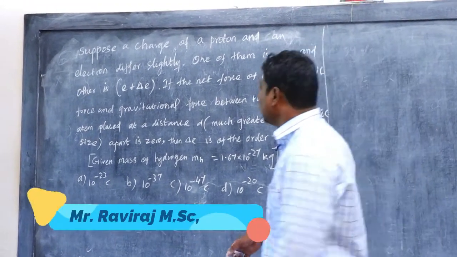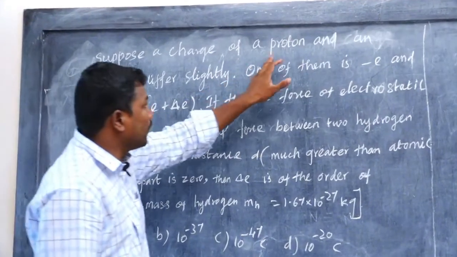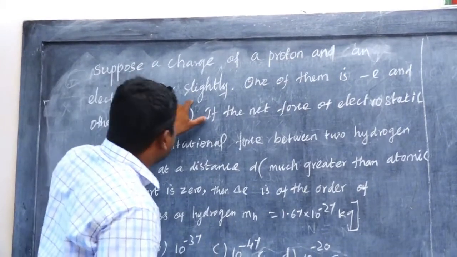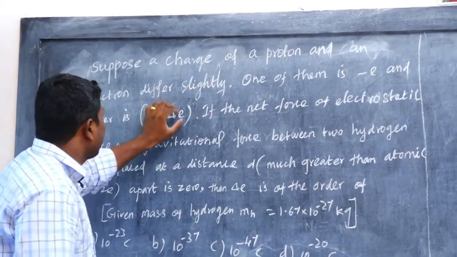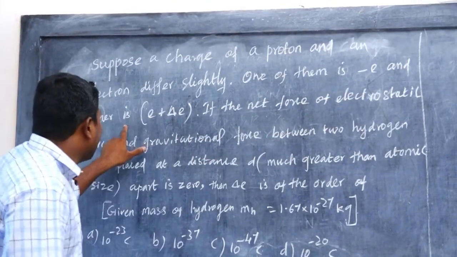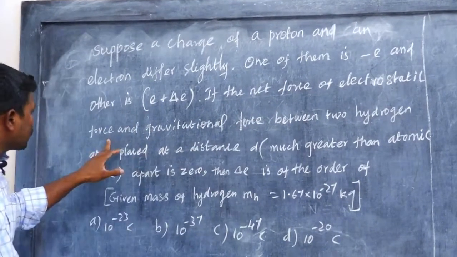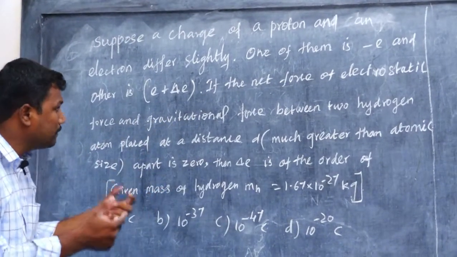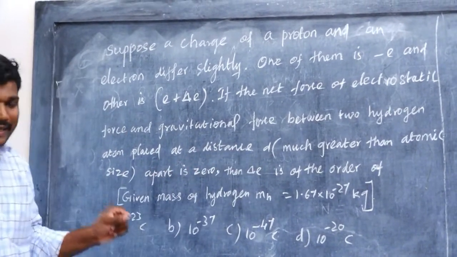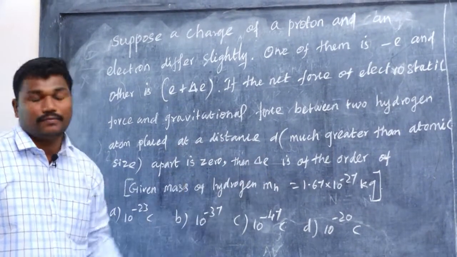In this problem, suppose the charge of the proton and the charge of the electron differ slightly. One of them is minus E, another is E plus del E. If the net force of electrostatic force and gravitational force between two hydrogen atoms placed at a distance d, much greater than the atomic size, apart is 0, then del E is of the order of?